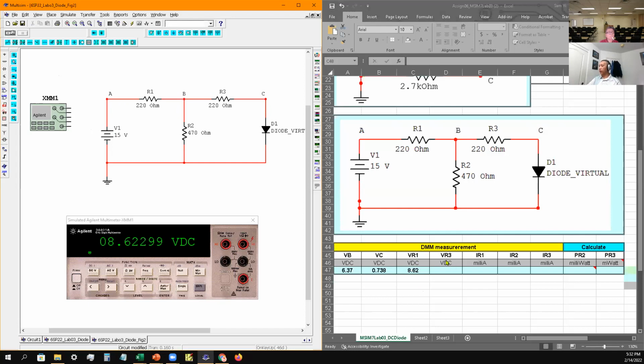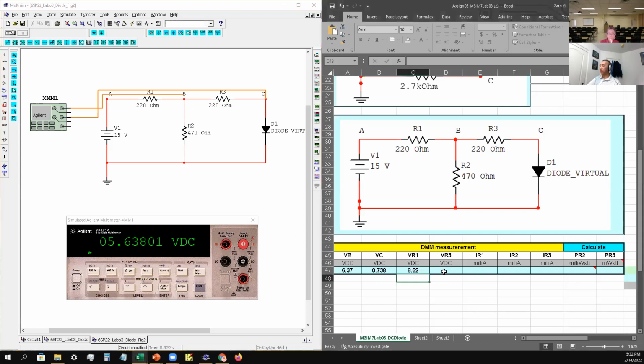Turn that one off. Okay, next one, VR3. VR3 exists between point B and point C. So my high side has to be point B and my low side has to be at point C. Turn on simulation. Okay, the number is 5.63, turn it off. So 5.63. Now IR1.